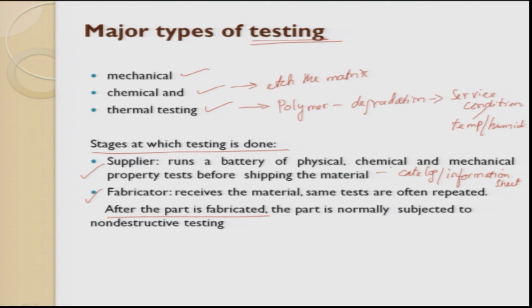After the part is fabricated, the part is normally subject to non-destructive testing only. Why? Because destructive testing can be done on a test coupon. Destructive testing with the live product is a costly episode, because simulating a live condition is very difficult. Once you simulate with multiple loads acting on the product, simultaneously running the simulation and recording the data is a challenge. That is why we always go for non-destructive testing.